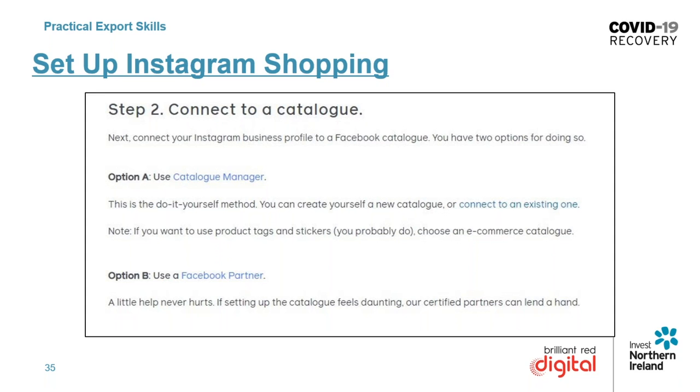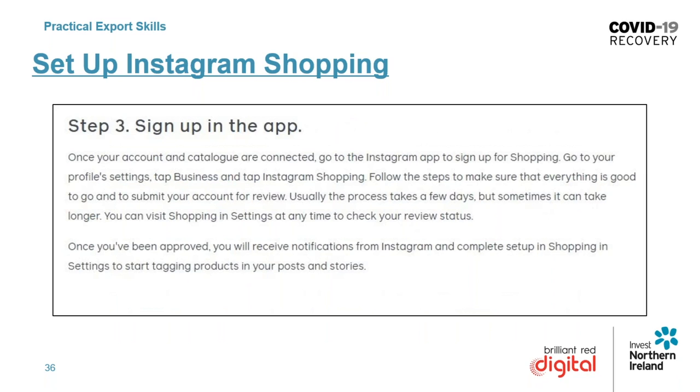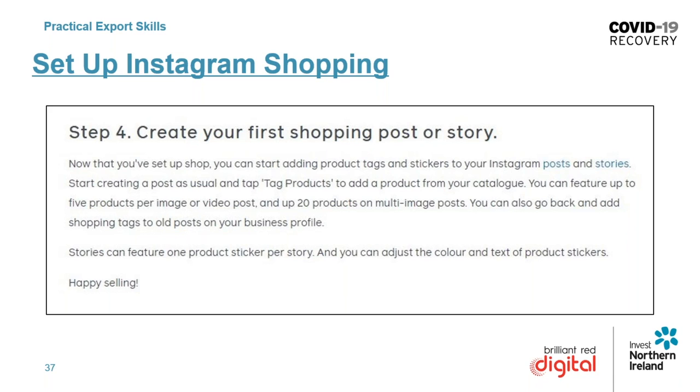But once you've connected that catalog, your website catalog will be connected to your Instagram. And then once you've done that, you need to sign up into the app, and then you need to sign up for shopping. And again, it's in your Instagram settings tabs on your mobile app. Tap on business, tap on Instagram shopping, and follow the steps and submit it for review. So Instagram will review and make sure you comply with all their policies and so on. And then once they approve you, you can then start tagging products in posts and so on. So the instructions are there on screen.